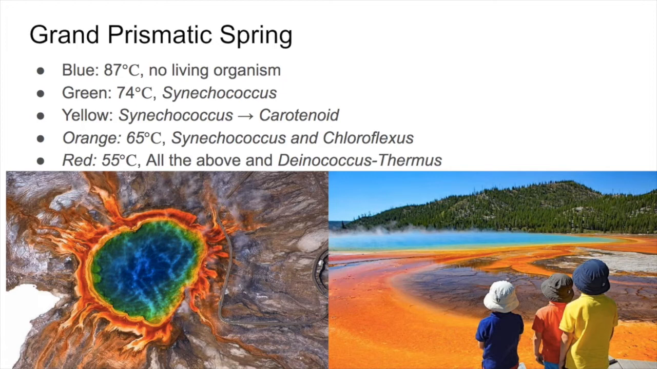Then the orange ring has water that is at 65 degrees Celsius, where the cyanococcus are still present, but chloroflexus is as well. The final outer ring is red, which has water that's at 55 degrees Celsius, where all the bacteria that was previously mentioned can survive, as well as another bacteria called the Deinococcus thermus.